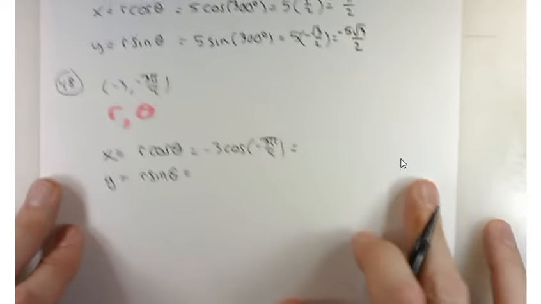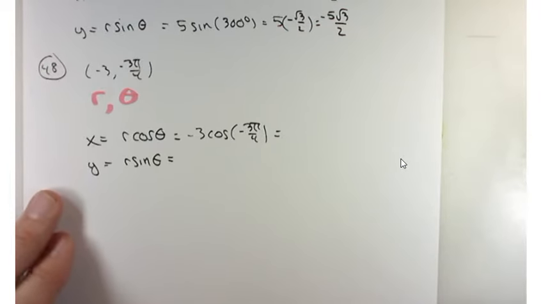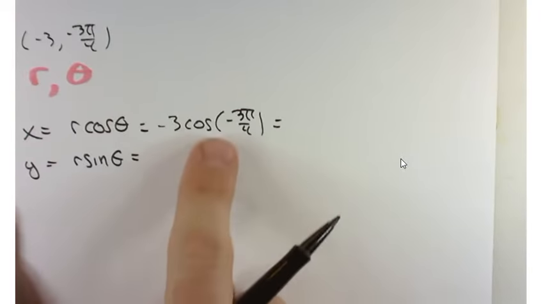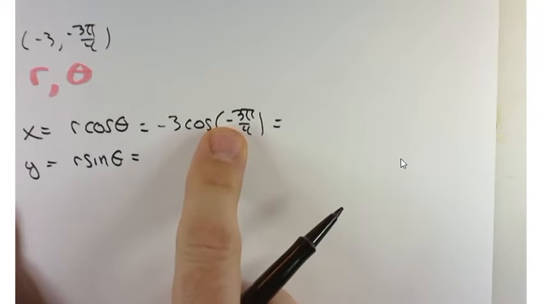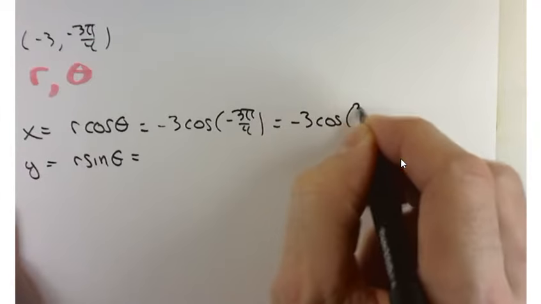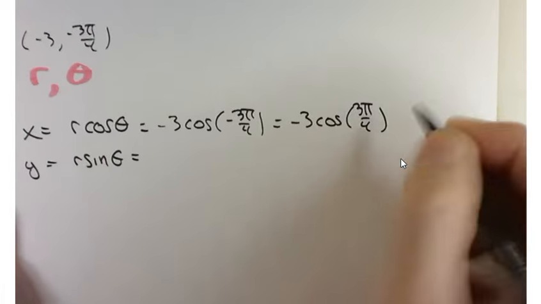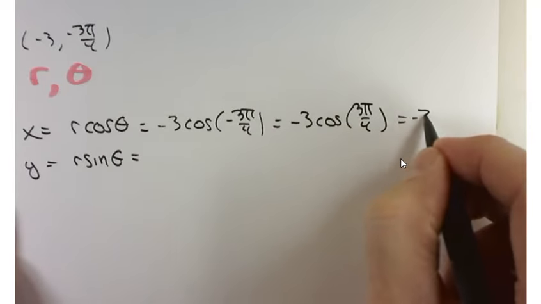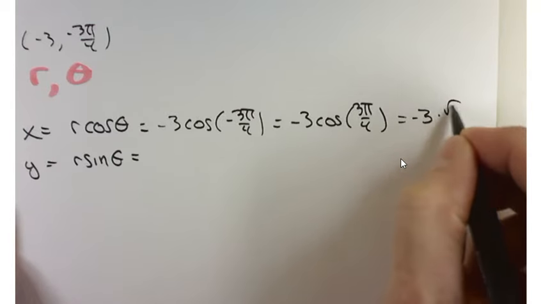Let me just remind you of your even odd identities here. Cosine is an even function, so I don't have to worry about the negative here. It's just negative 3 times the cosine of 3 pi over 4, which is negative 3 times the square root of 2 over 2.